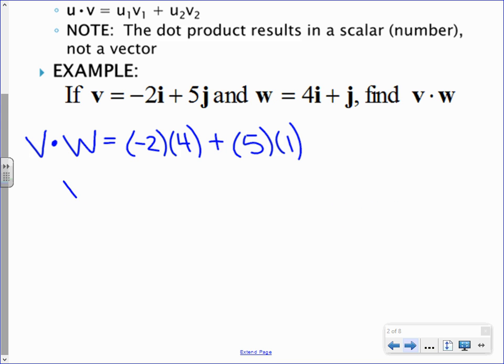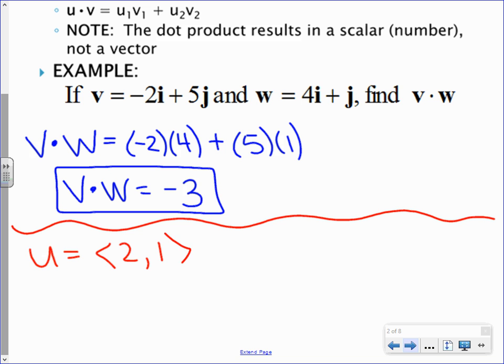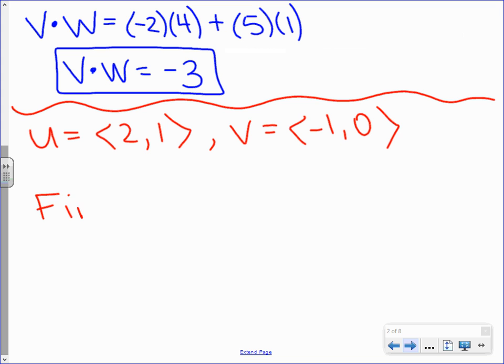What's our dot product? -8 plus 5 is -3. Okay, that's all a dot product is. Okay, so I'm going to give you one. In red. I'm going to give you that vector u is the vector 2, 1, and vector v is the vector -1, 0. Can you find me u dot v?